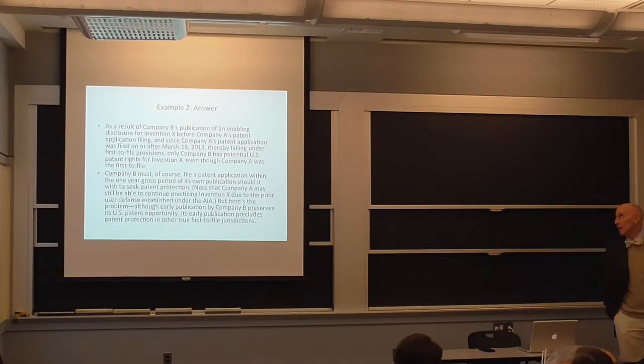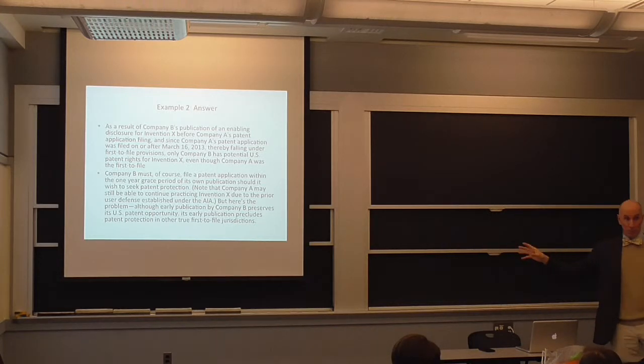Here's the answer. As a result of Company B's publication of an enabling disclosure for invention X before Company A's patent application filing, since Company A's patent application was filed on or after March 16th, AIA applies, thereby falling under the first to file provision. Only Company B has potential US patent rights for invention X, even though Company A was first to file. This is the way that the US law differs from most first to file countries.